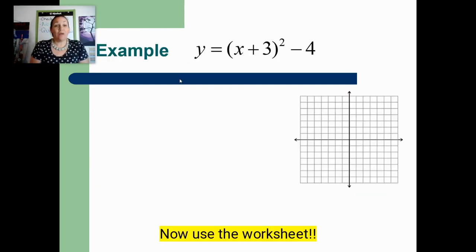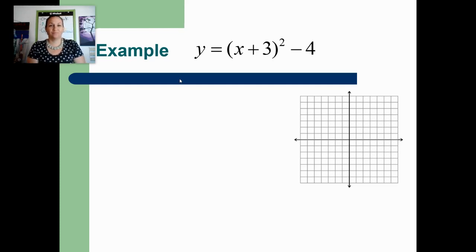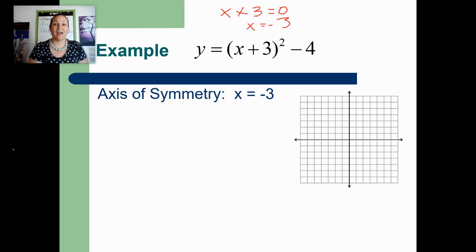All right, so now we're to the point where you can be using the worksheet flowchart that you had printed out. So this is our first example to go across the flowchart. We're going to go in the same order that we went yesterday. So we're going to start by finding our axis of symmetry. Now don't forget, I just showed you that little trick on how to find it. So we take the inside of the parentheses, and we set it equal to 0, and then we solve. So my axis of symmetry for this problem is x equals negative 3.